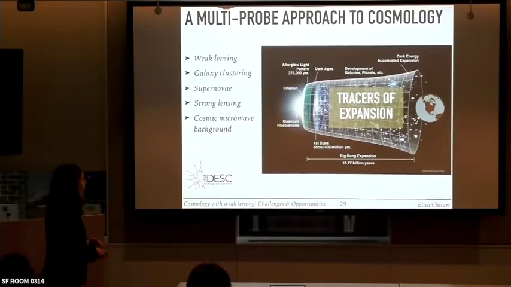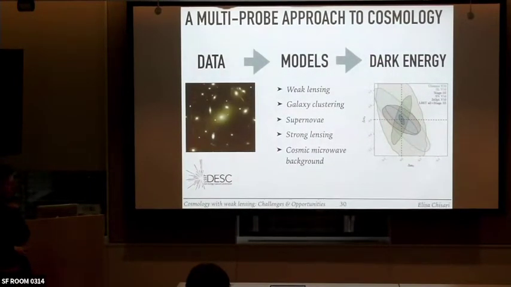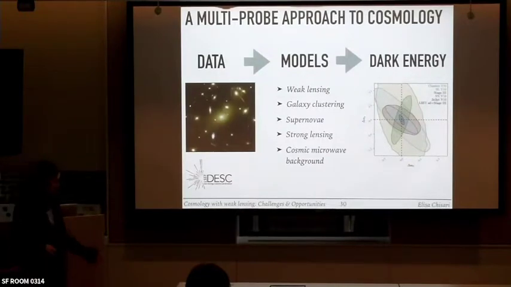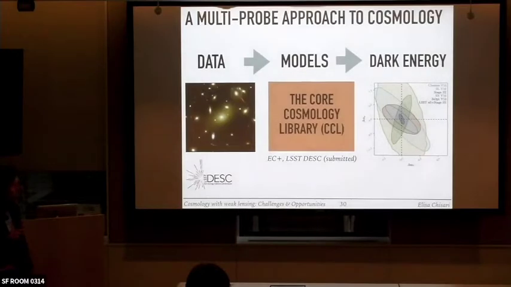And so we need to have theoretical predictions for all of these that allow us to go from the data that we gather via the models to our constraints on dark energy. And we needed a tool that would be able to do that in a validated way, and that's the tool that I'm talking about today. So this is called the Core Cosmology Library.